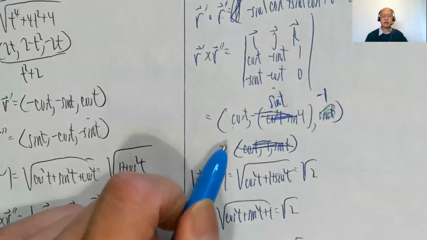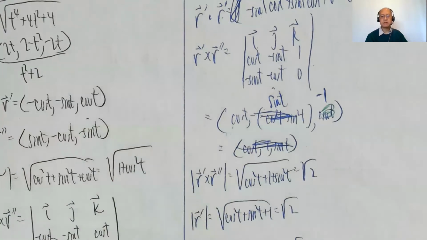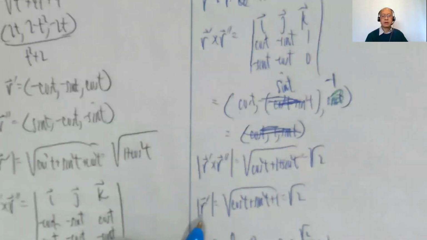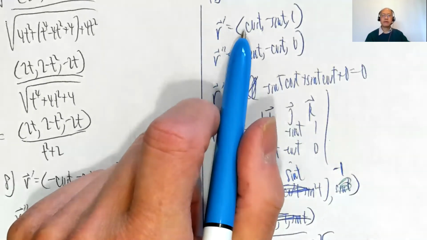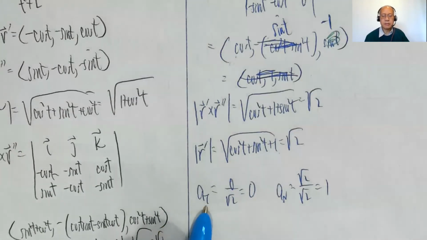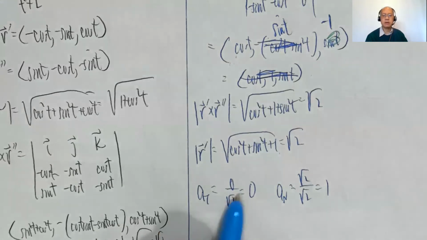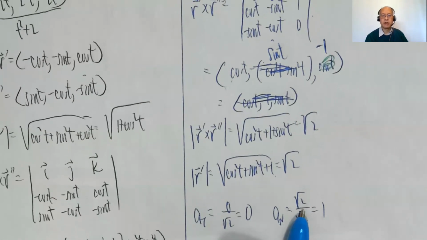So the magnitude of that is cosine squared plus sine squared plus 1, radical 2. And the magnitude of r prime is the square root of cosine squared plus sine squared plus 1 squared, also radical 2. So a sub t is 0 over radical 2, which is 0. A sub n is radical 2 over radical 2, which is 1.